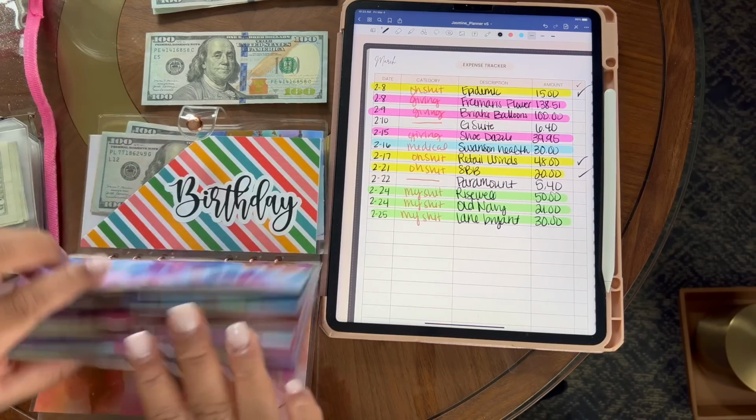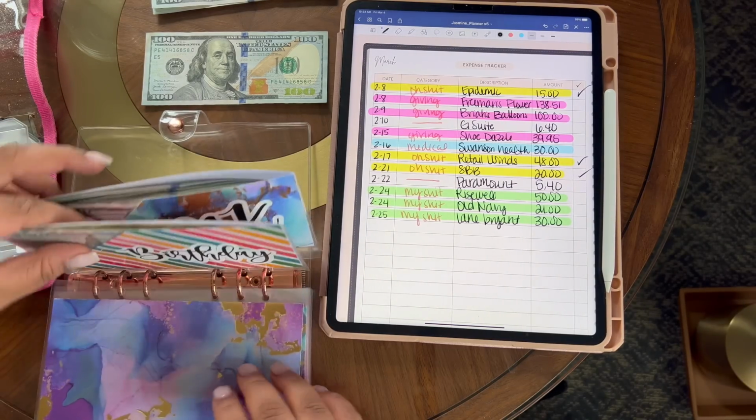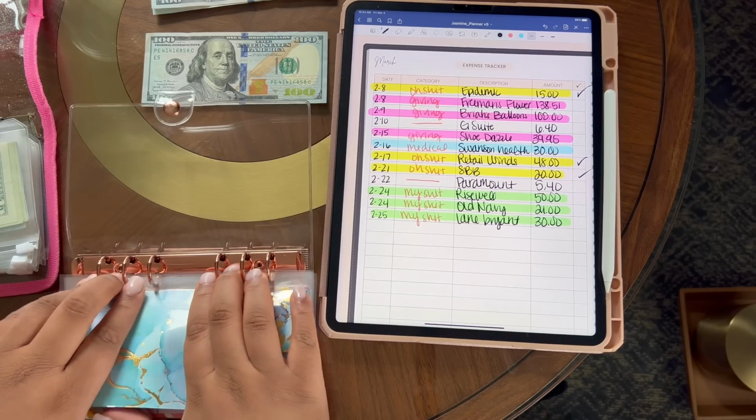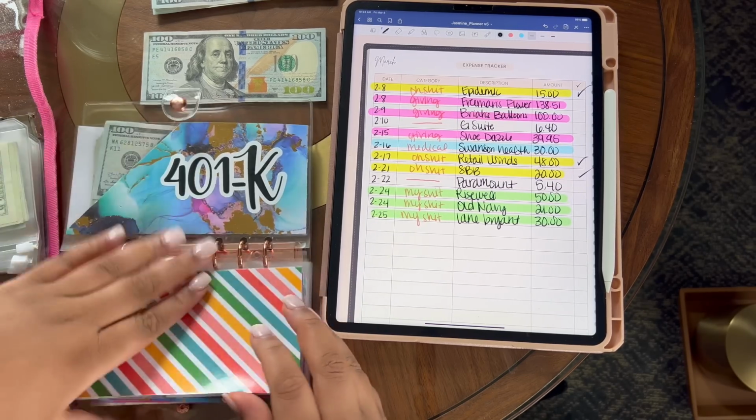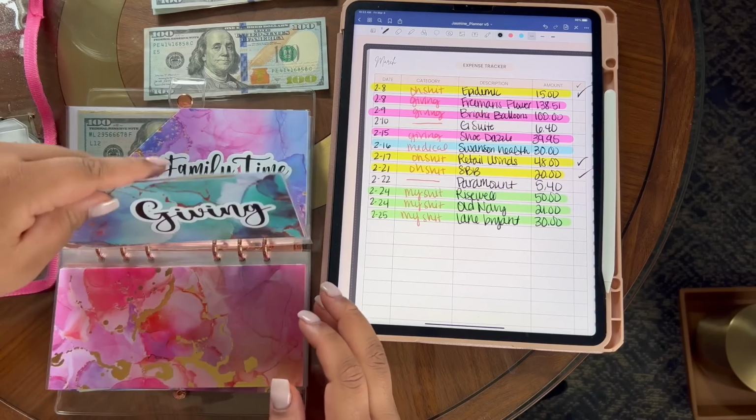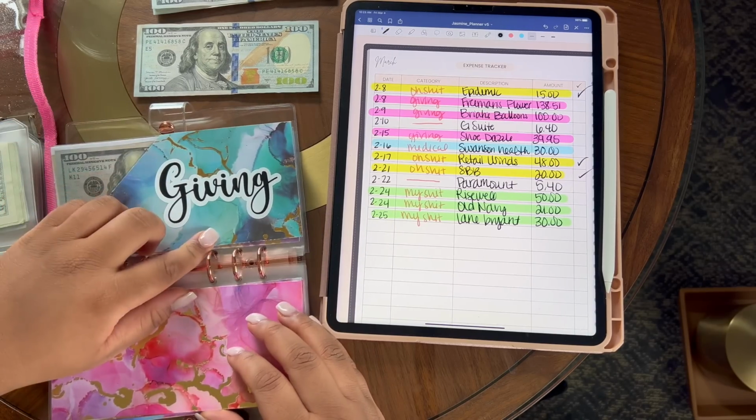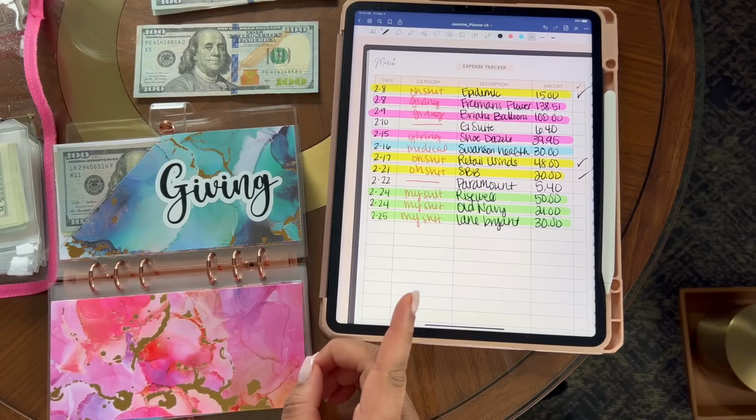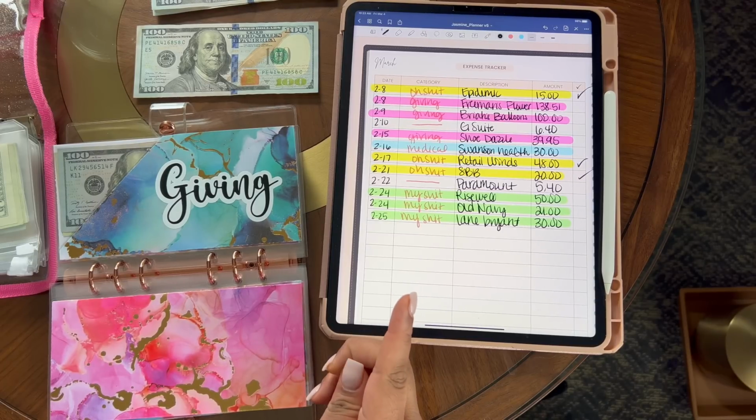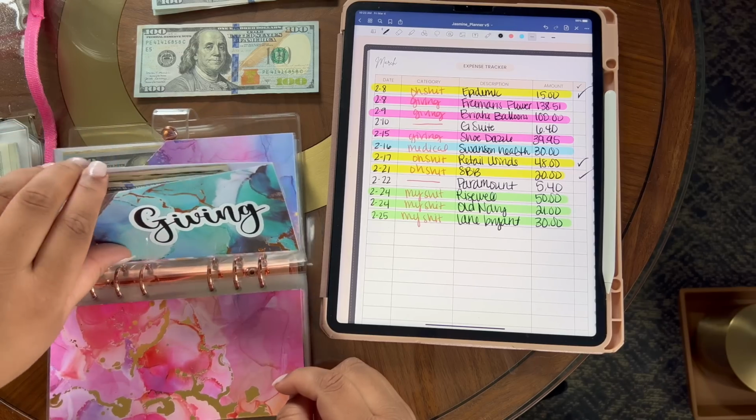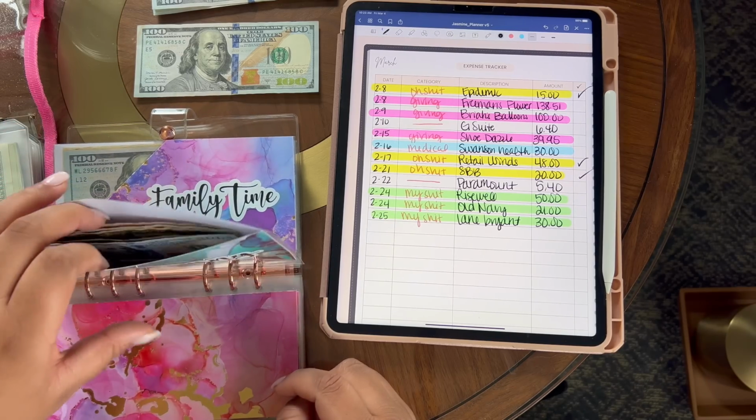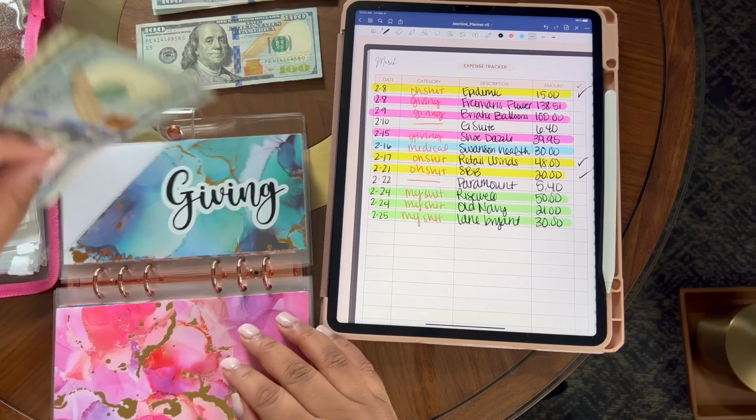Let's see, up next, we are using giving. Oh. This binder is so full. I need to probably move this 401k money. Okay, out of our giving envelope, we need $138.51, $100, and $39.95. I don't know why Shoe Dazzle is still charging me. I thought I canceled that. I guess I need to chat in tomorrow because I want my money back. But for now, we'll pay it.